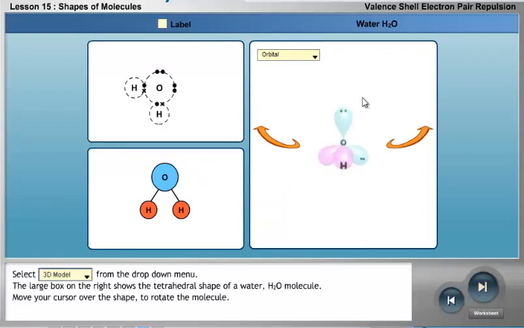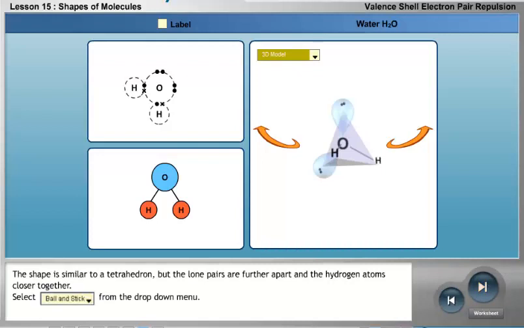Select 3D model from the drop-down menu. The large box on the right shows the tetrahedral shape of a water H2O molecule. Move your cursor over the shape to rotate the molecule. The shape is similar to a tetrahedron, but the lone pairs are further apart and the hydrogen atoms closer together.